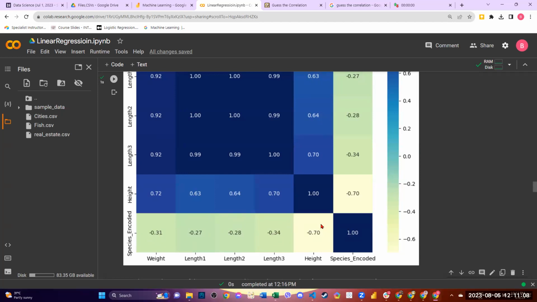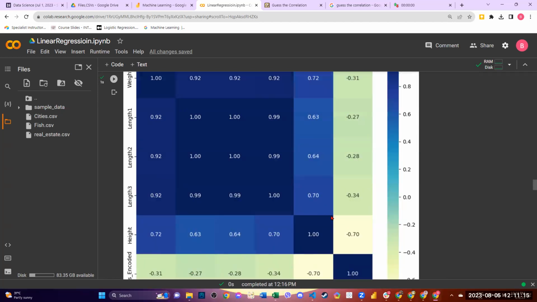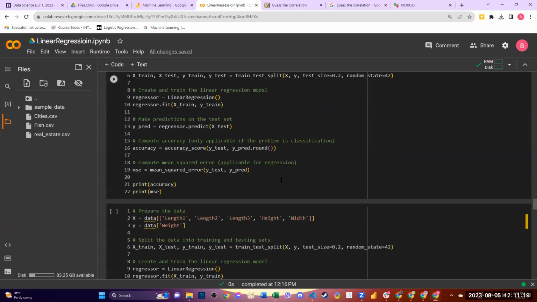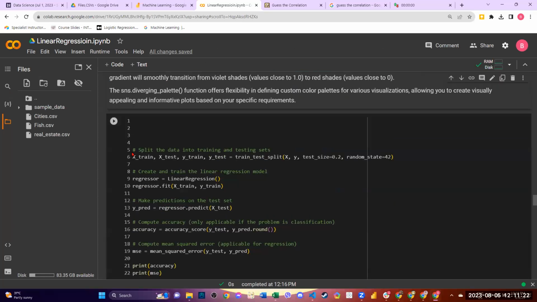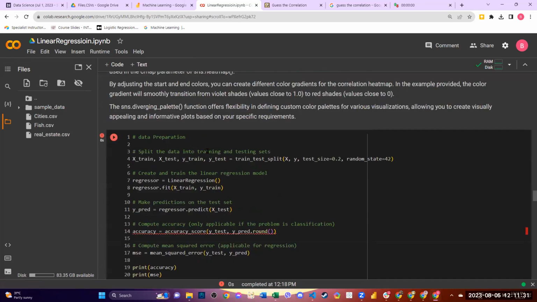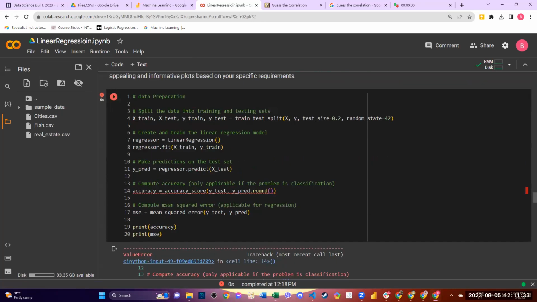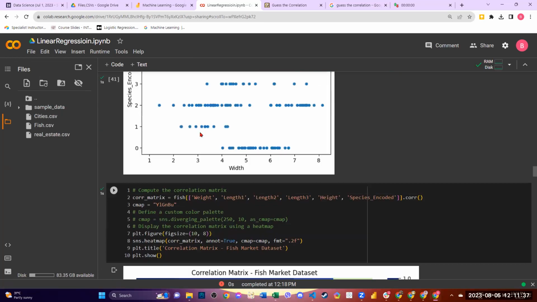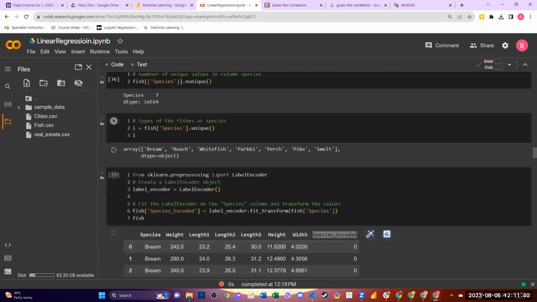So I think it's better to implement species encoded and height. Okay? So this is our splitting of data. Data preparation. So for our data preparation, wait for a minute.